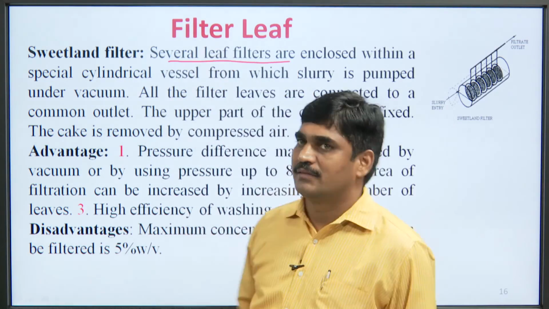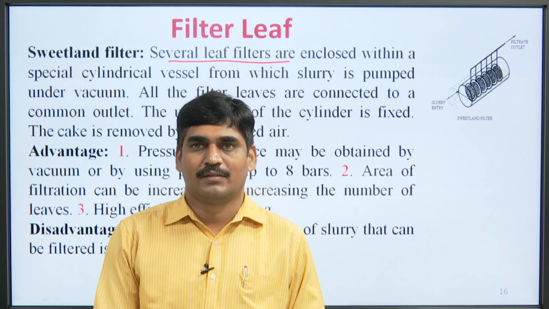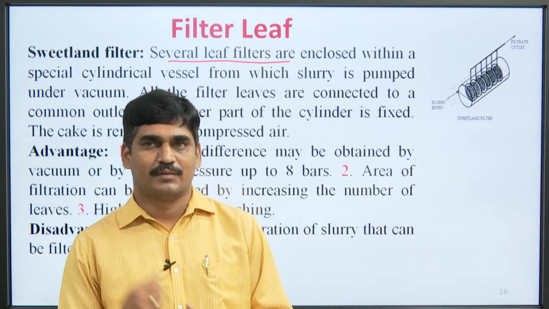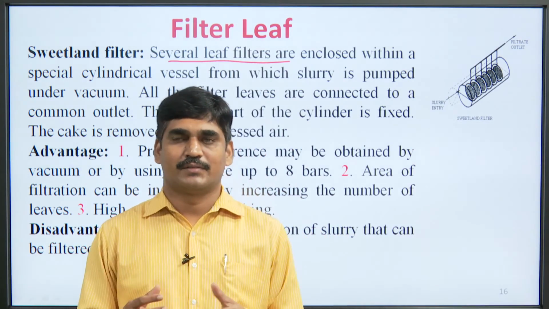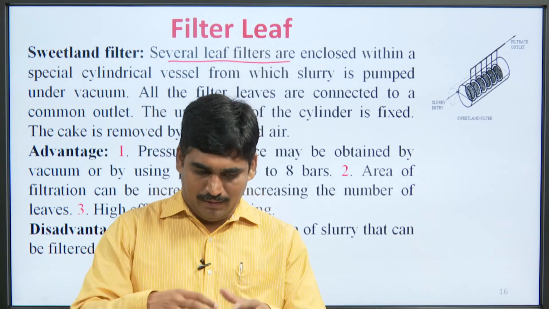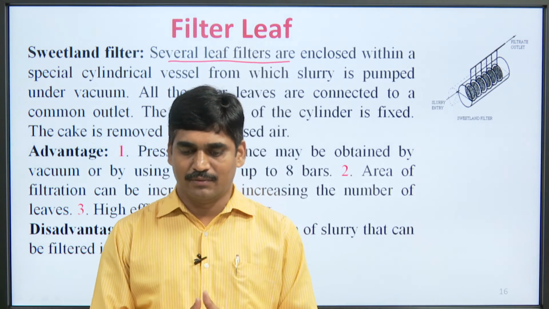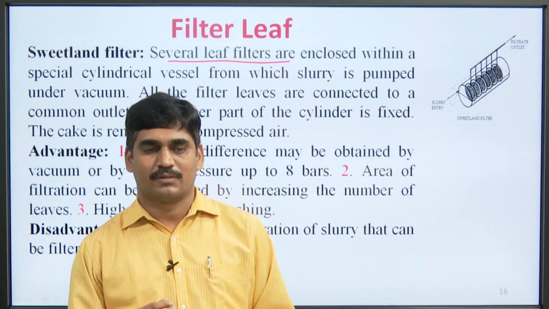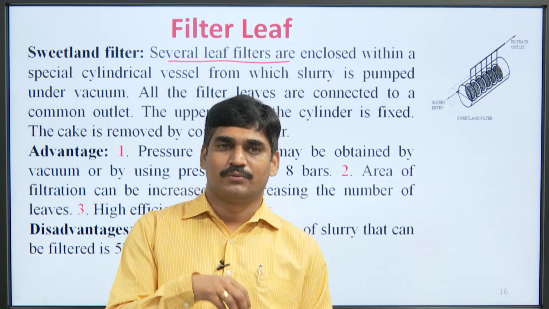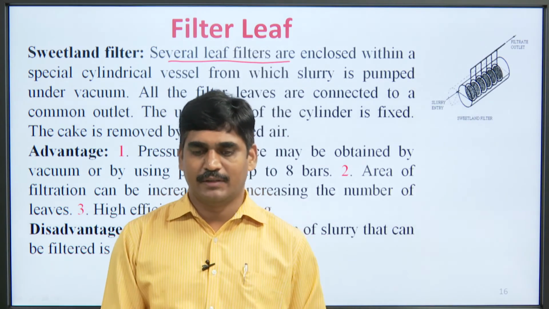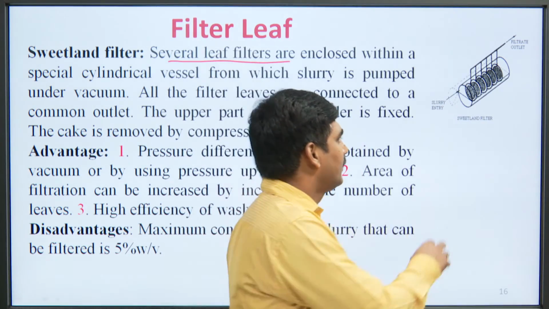Sweetland leaf filters are enclosed within a special cylindrical vessel from which slurry is pumped under vacuum. So, during this process, let us see the arrangement of these Sweetland filters. In this case, all the filter leaves are connected to a common outlet. The upper part of the cylinder is fixed, and the cake is removed by compressed air. So, let us see the diagram.